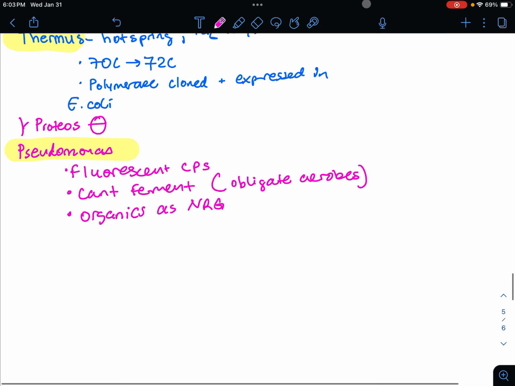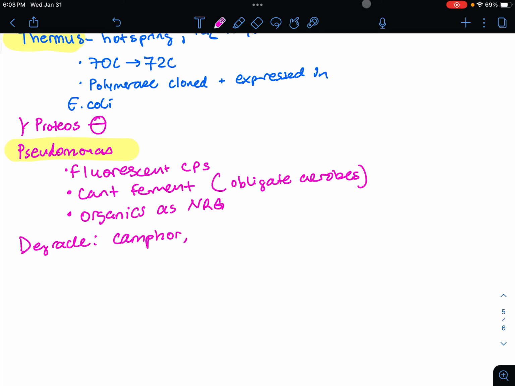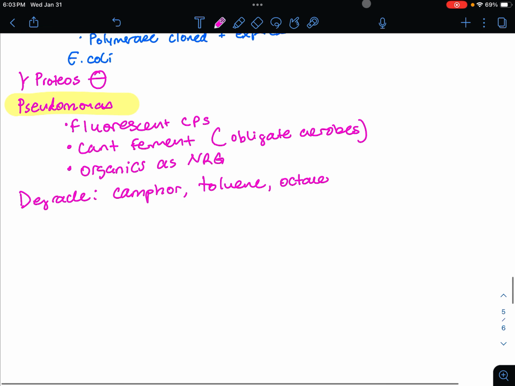Applications of Pseudomonas. So they could degrade, and these are pretty cool, they could degrade camphor, toluene, octane. Okay, here's where syringae comes in. So we see all these purposes. They're kind of like contamination control of like octane.